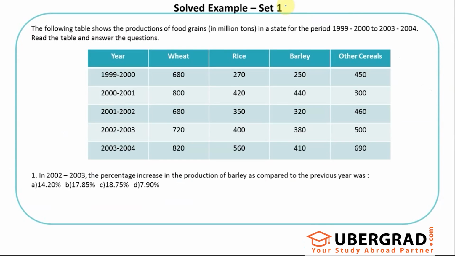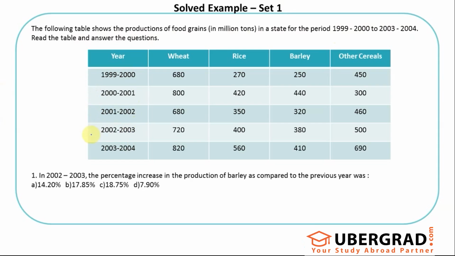So let's look at a simple sample set on tabular data. We'll solve this. As I always recommend, pause the video and read through this information, attempt the question at the end. I hope you've paused and tried it. So let's see. The following table shows the production of food grains in million tons in a state for the period 1999 to 2000 to 2003 to 2004. So it's for each year, 99 to 2000, 2000 to 2001, 2001 to 2002.